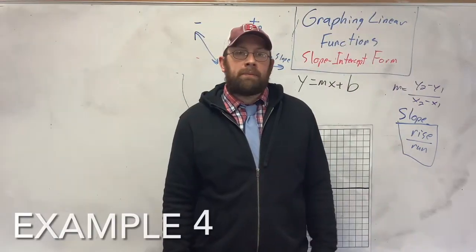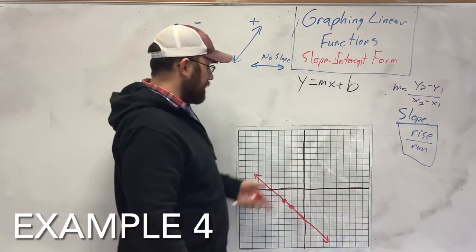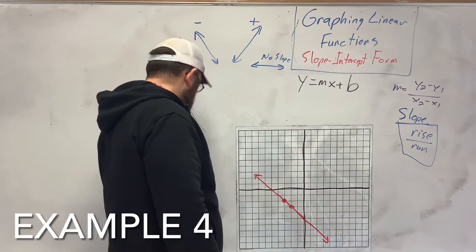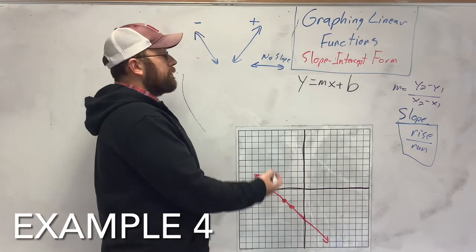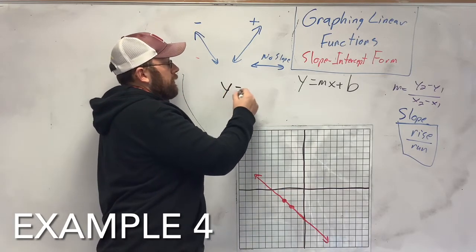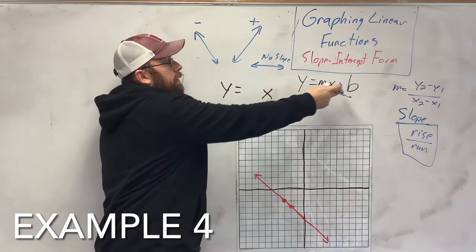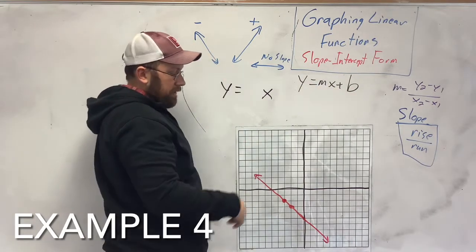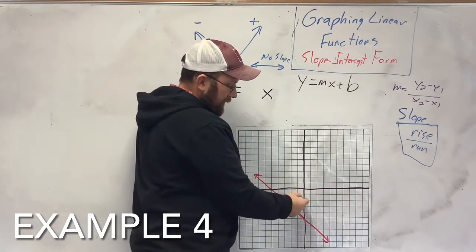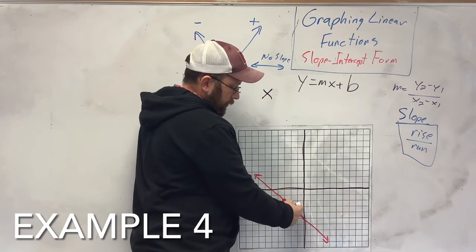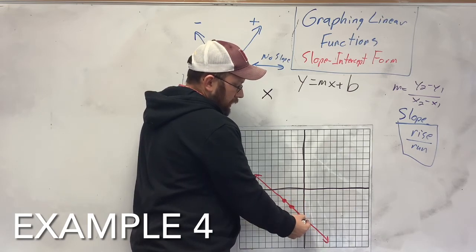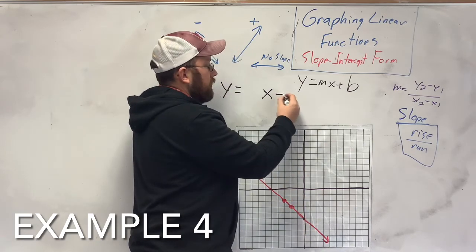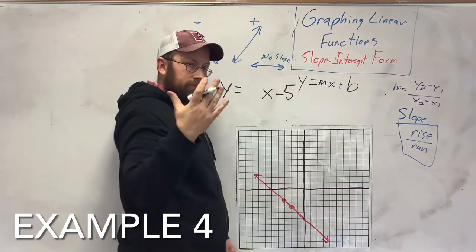All right, for this example, we're gonna go backwards. I have the graph here. Now I need to know what the slope-intercept form is of this. So I need to know my slope and my y-intercept. The y-intercept's the easiest, just because you can look to see where it crosses. So 1, 2, 3, 4, 5. It crosses at -5. Simple enough.